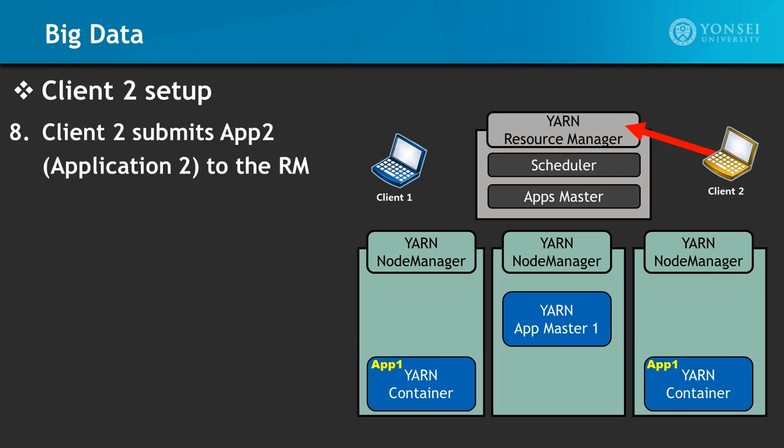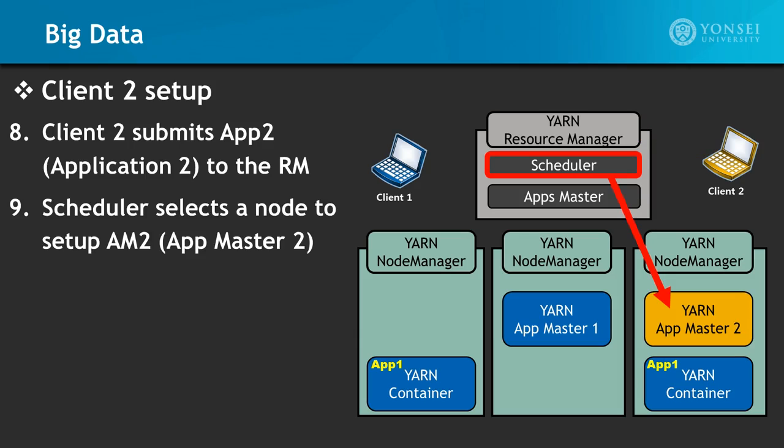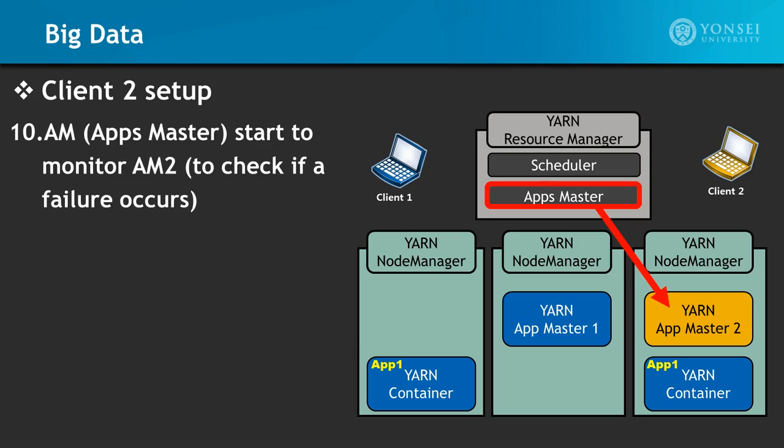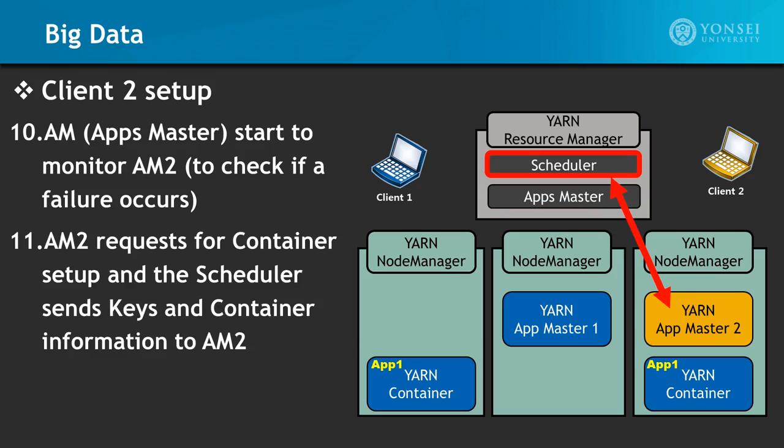Let's look at what would happen if another client were requesting for their application to run. Then app 2 will be submitted to the resource manager. The scheduler will select a node to set up app master 2. The apps master will start to monitor app master 2 to check if failure occurs. And this process will continue as long as the client 2 app is in process.